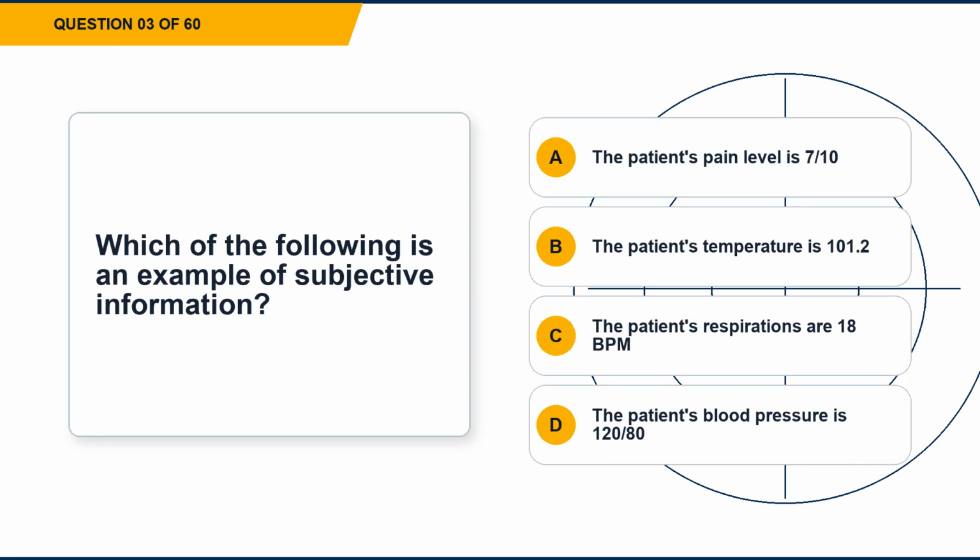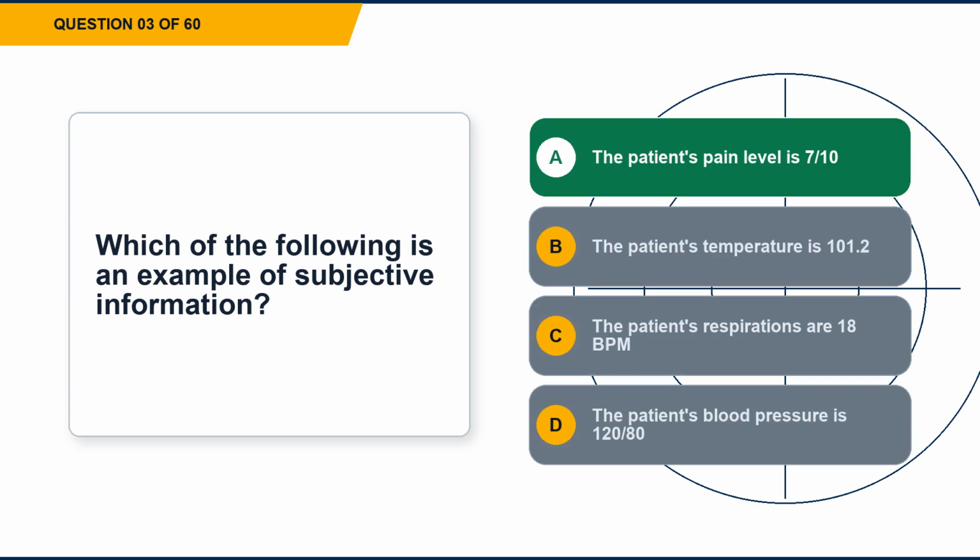Question 3. Which of the following is an example of subjective information? Option A. The patient's pain level is 7/10. Option B. The patient's temperature is 101.2. Option C. The patient's respirations are 18 breaths per minute. Option D. The patient's blood pressure is 120/80.